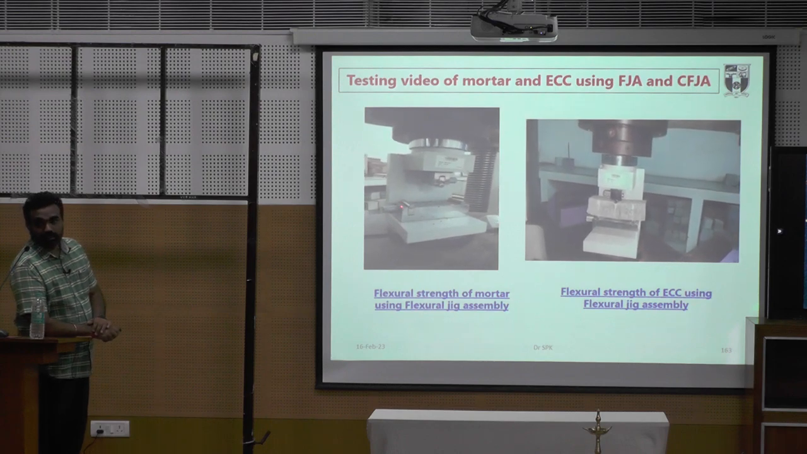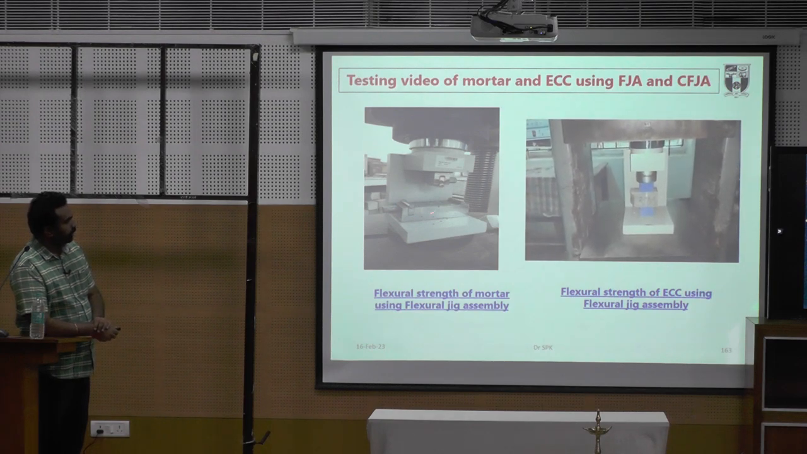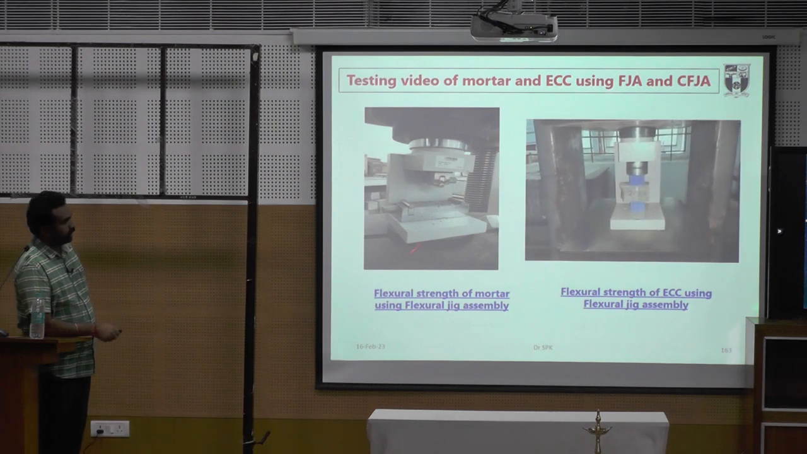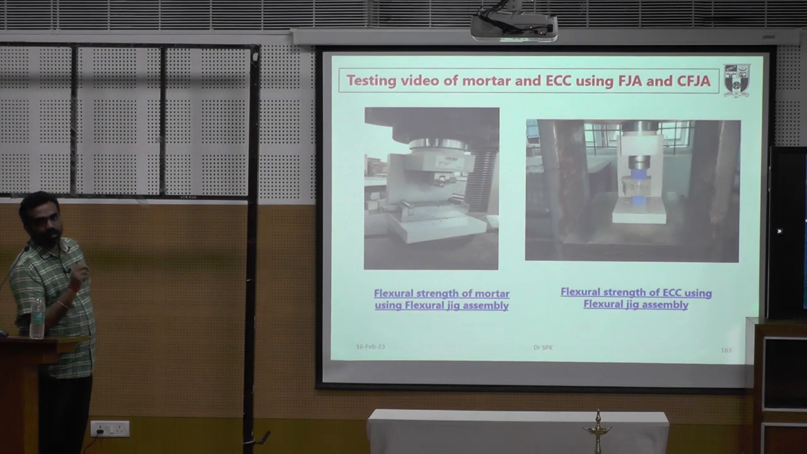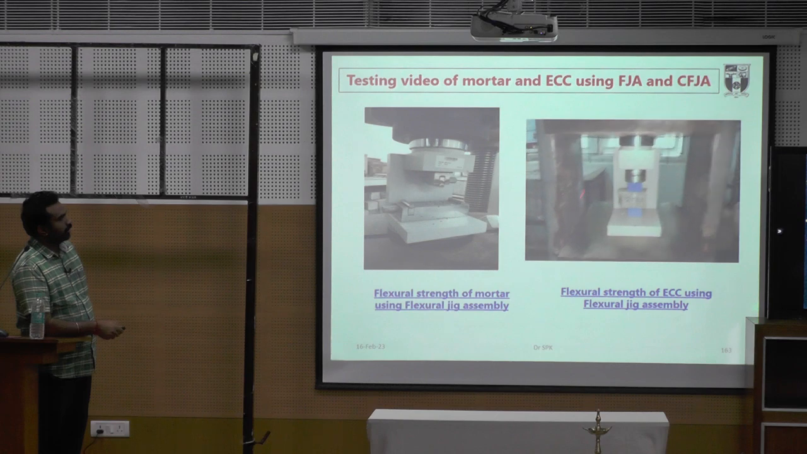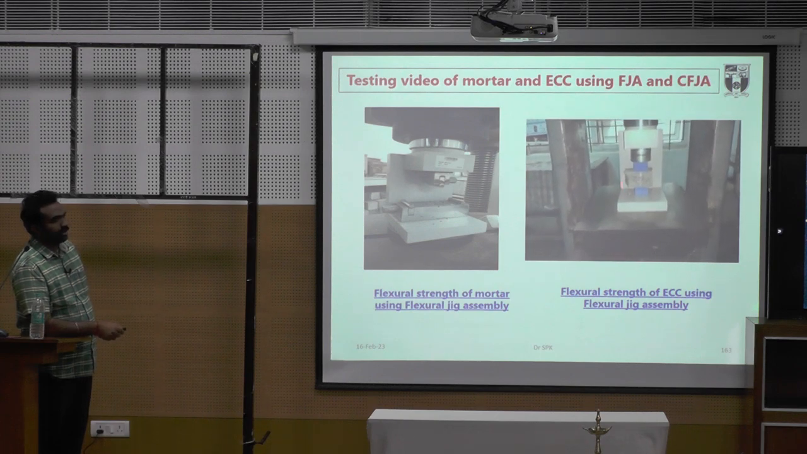So you can find the difference. It takes a long time to go for a crack itself, whereas the conventional specimen falls down from the instrument directly. So this is an equipment called the flexural jig assembly, fabricated for dealing with cement mortar specimens alone. The remaining sample is tested for compression using the compression jig assembly.